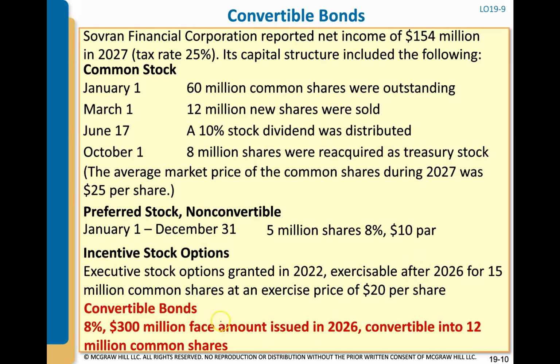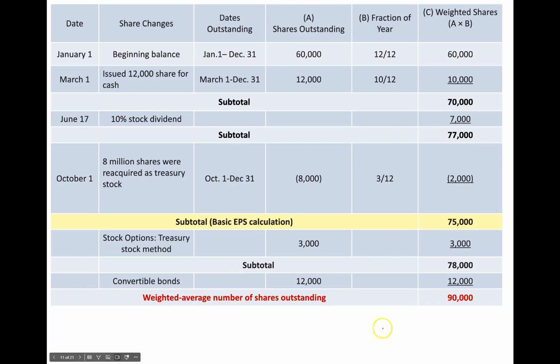Now we're going to add this new item for convertible bonds. The company now has 8%, 300 million face amount bonds, issued in 2026, convertible into 12 million common shares. So now we just have to assume that the bondholder has actually converted those bonds and received common shares instead. So we're going to add 12,000 shares, or 12 million shares. And so now our weighted average number of shares outstanding is 90.